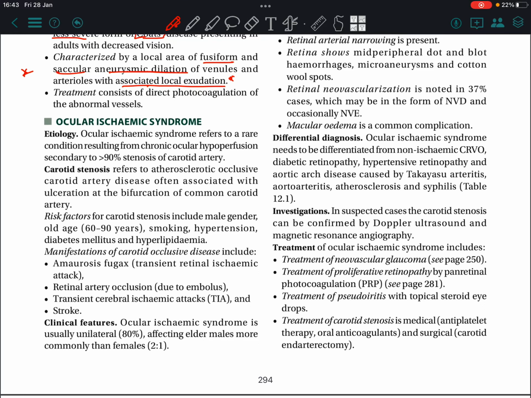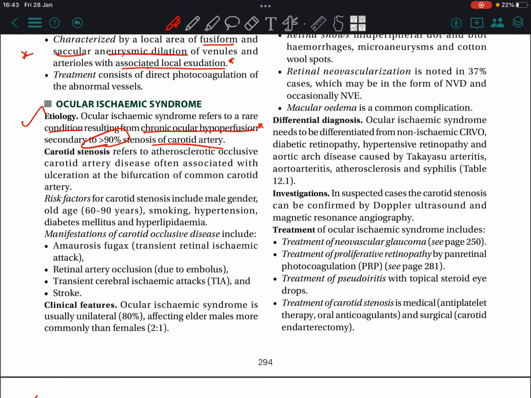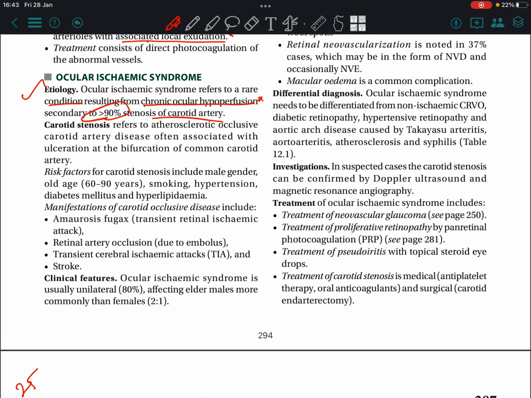Ocular ischemic syndrome. Etiology. Ocular ischemic syndrome refers to a rare condition resulting from chronic ocular hypoperfusion secondary to 90% stenosis of the carotid artery. Carotid stenosis refers to atherosclerotic occlusive carotid artery disease often associated with ulceration at the bifurcation of the common carotid artery.